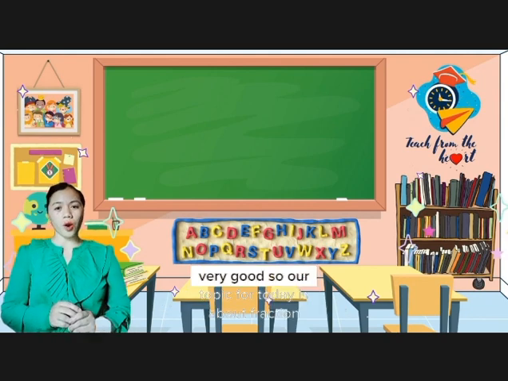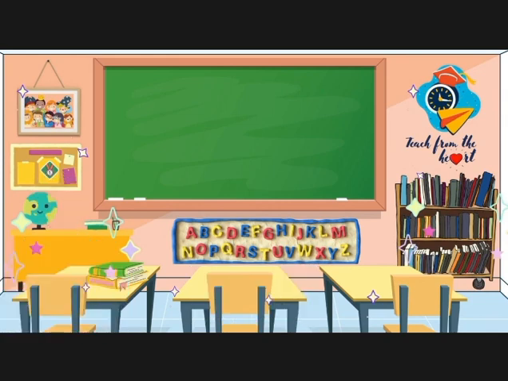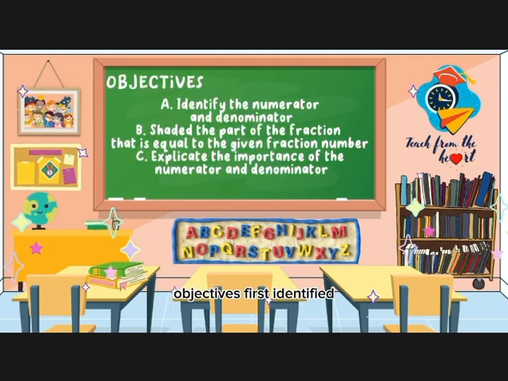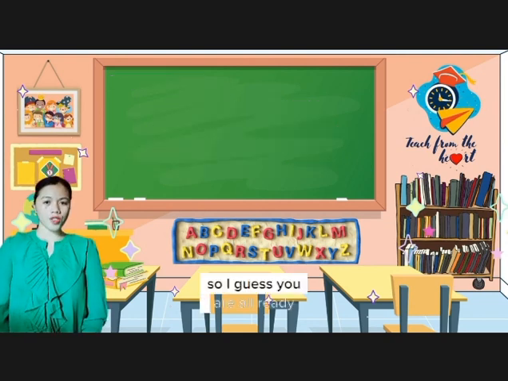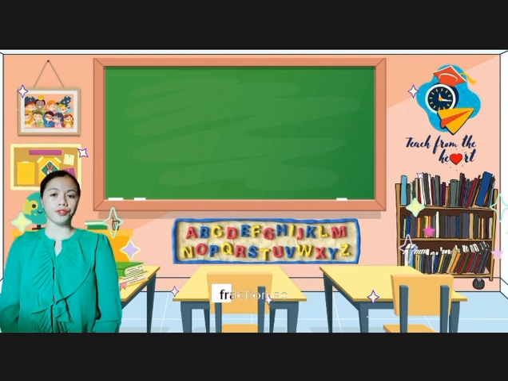Very good. Our topic for today is about fraction. At the end of the lesson, you must have attained the following objectives. First, identify the numerator and denominator. Next, shade the part of the fraction that is equal to the given fraction number. Last, explain the importance of the numerator and denominator. I guess you are all ready to learn about our topic for today. Our topic is entitled fraction.